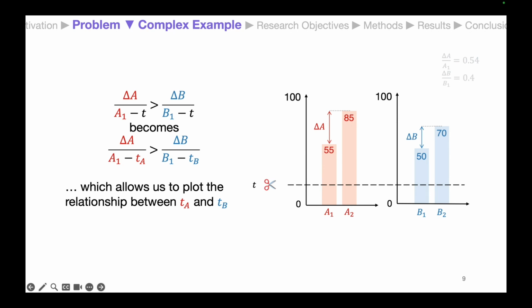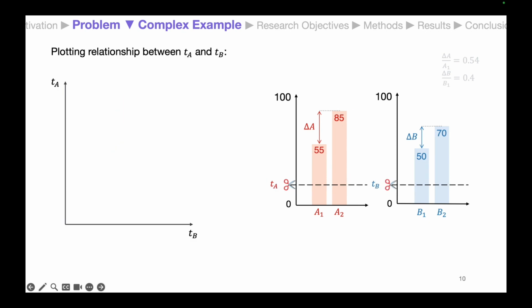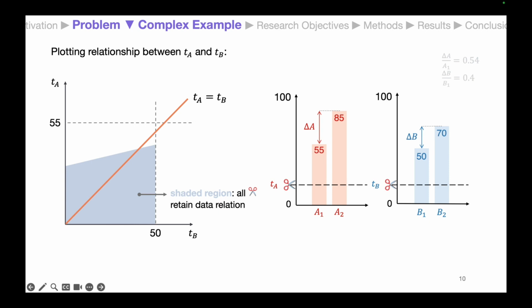This allows us to write the original inequality, delta A divided by A1 minus T bigger than delta B divided by B1 minus T, as delta A divided by A1 minus TA bigger than delta B divided by B1 minus TB, which then allows us to plot the relationship between TA and TB. So here are the TA and TB axes, and the maximum value that these truncations can take is bounded by A1 and B1. Here, the 45-degree line corresponds to truncation where TA is equal to TB. The shaded region corresponds to all possible truncations that retain the underlying data relation.